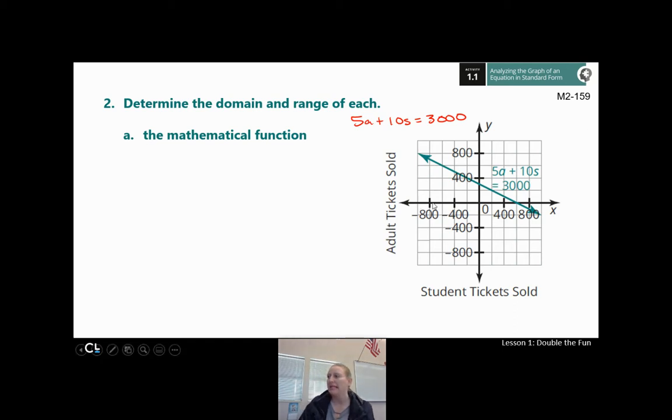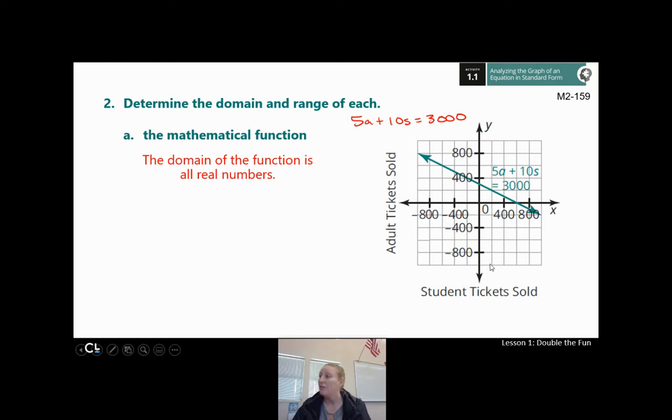So domain is input, right? That's my x. That's what I can plug in. And if you look, this is a nice solid line. There's no holes in it. It goes forever to the right. It goes forever to the left. So my domain for the function is all real numbers.